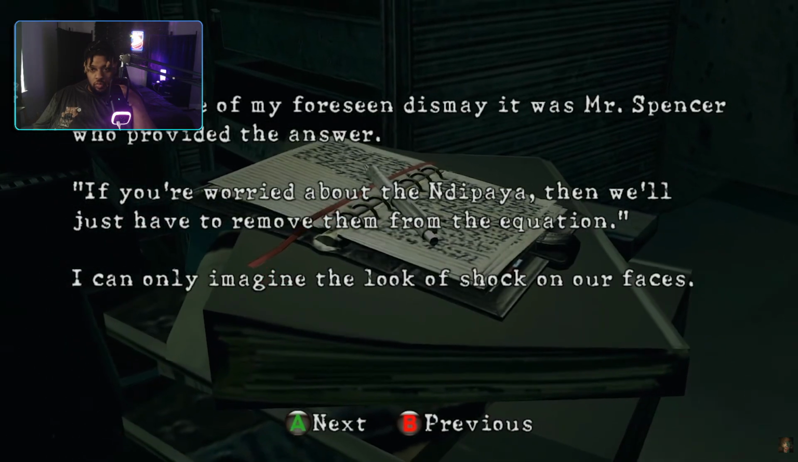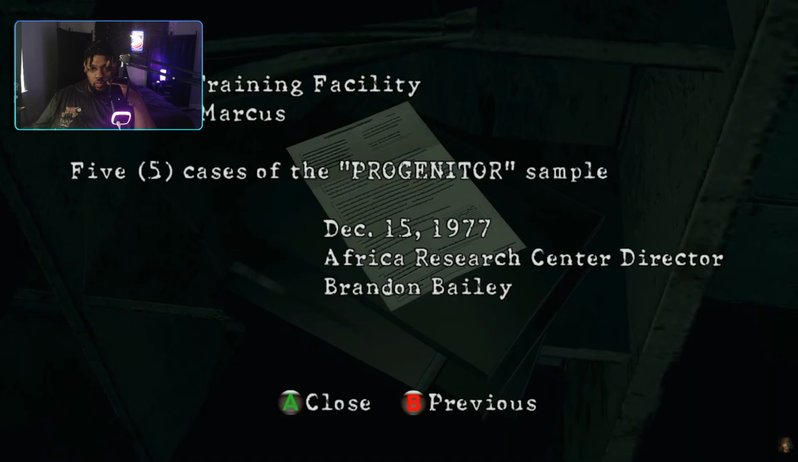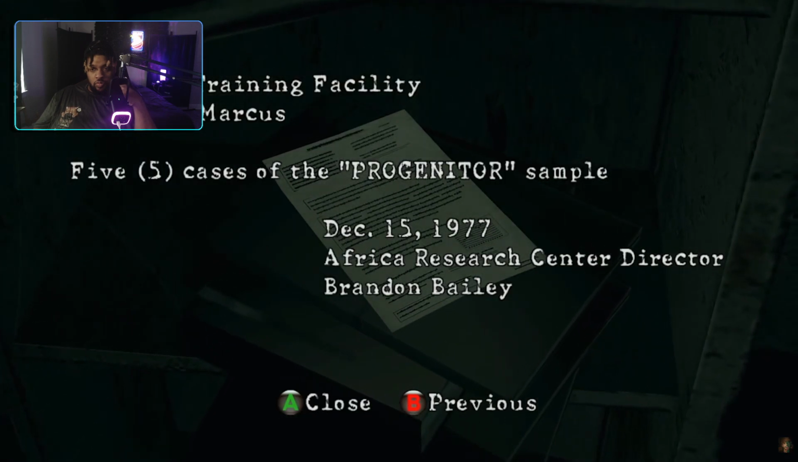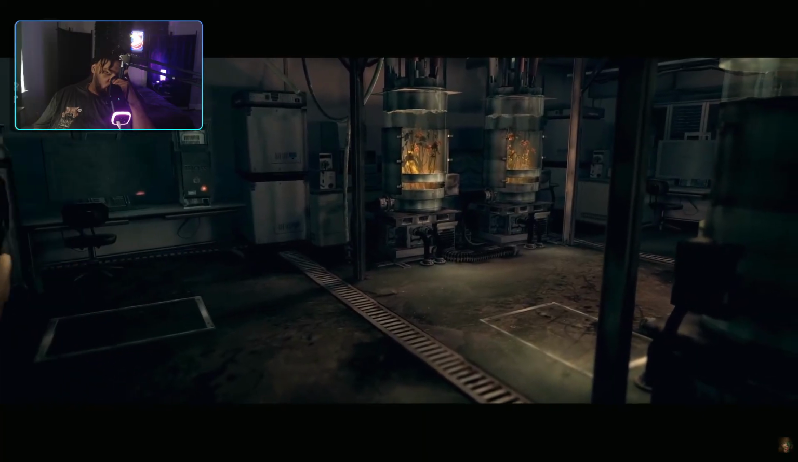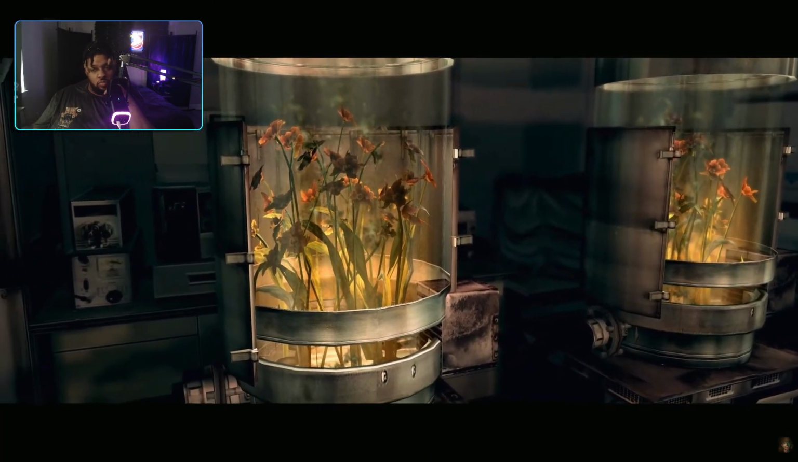Brandon Bailey would stay in Africa in the meantime, with Spencer and Umbrella having hired a number of mercenaries to keep the Indy Pyre at bay. He would cultivate more progenitor cultures, and these would be sent to Dr. Marcus back at the training school. Work would then commence on facilities there in the ruins of Africa, much to the annoyance of Bailey, as the construction was interfering with his own research.